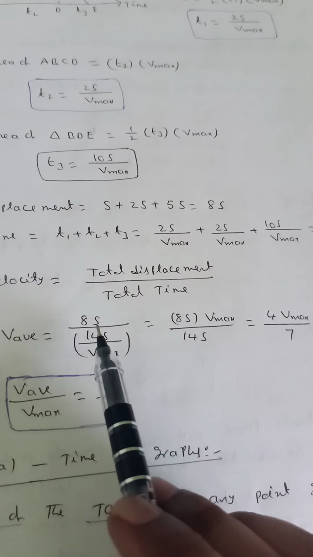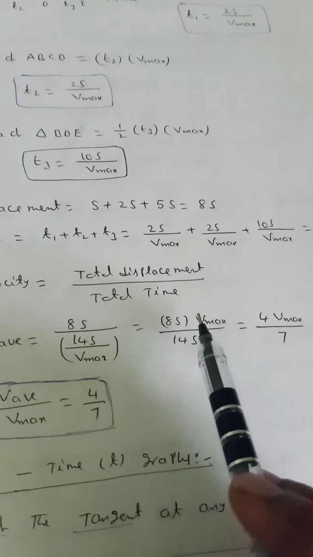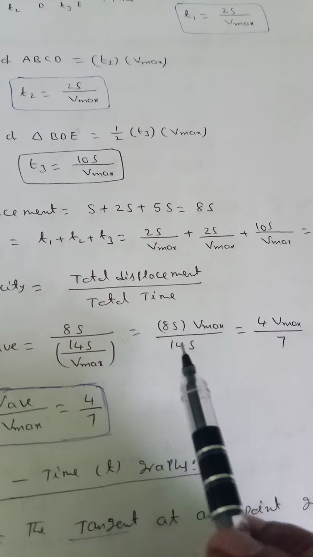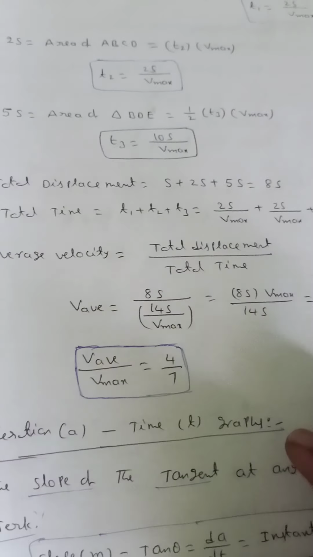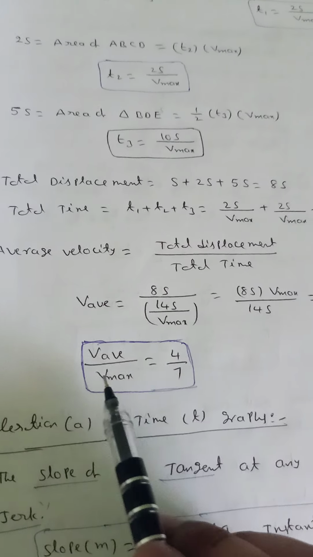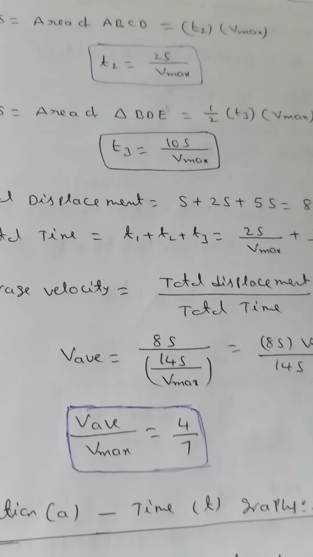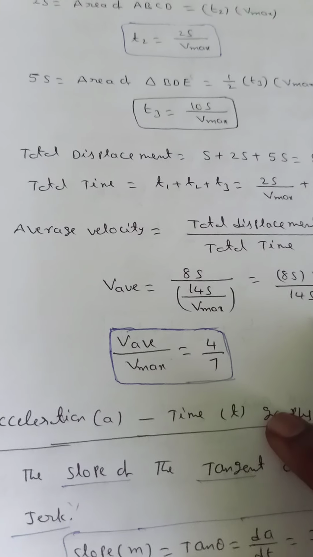This equation we can write as 8s into V maximum by 14s. The s cancels, 2 fours are 8, 2 sevens are 14, so it is 4 by 7 V maximum. That means V average by V maximum is equal to 4 by 7. This is the total of all the problems in velocity time graph.